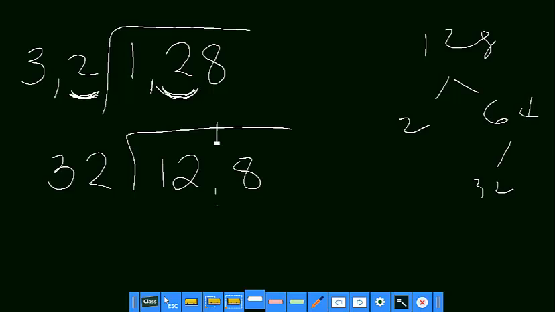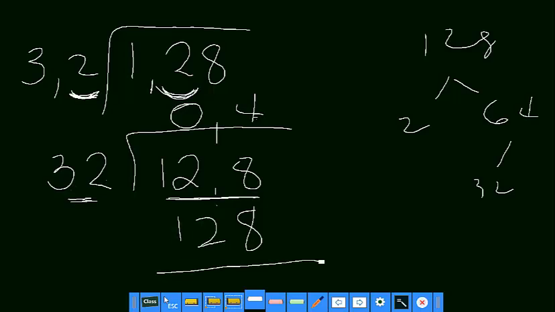All right? Now, how many 32s go into 12? It's 0. Can you see that? So instead of 12, we're going to go to 128. So how many 32s go into 128? I think it's 4, okay? Because 4 times 2 is 8, and 4 times 3 is 12. And that's it. Bingo. So 1,28 divided by 3,2 is the same thing as 12,8 divided by 32, which gives us 0,4.